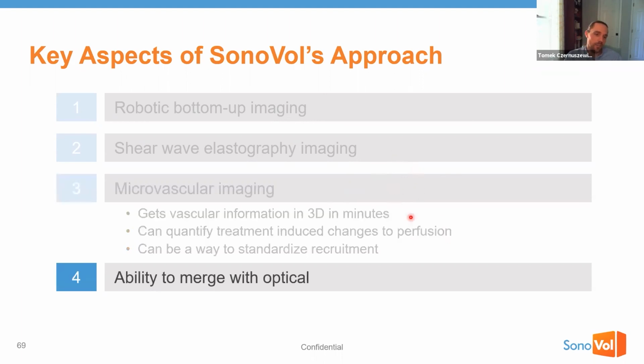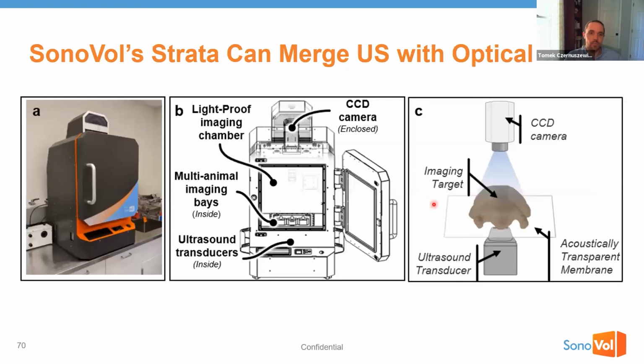And lastly here, we have a nice opportunity with our technology to merge with optical imaging. This is a new system that we've released recently, where we have ultrasound coming from below the animal, and above the animal, we can do traditional fluorescence or bioluminescence imaging. This is one of the advantages of doing bottom-up imaging: we freed up the space above the animal to combine and do the top-down optical imaging, as you would see in a bioluminescence system like the IVIS.